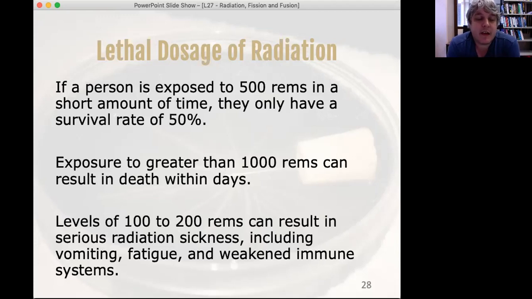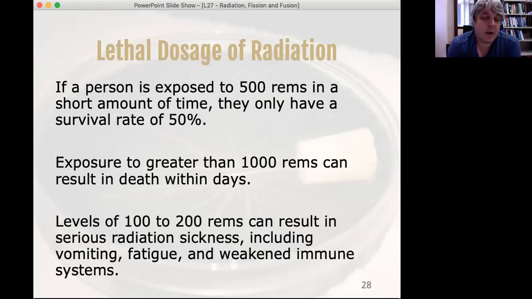If you get more than 1,000 REMs then you will be dead in a few days, right? That's just, it's going to happen. There's nothing we can do about it. Remember, this is radiation that is doing damage right throughout your entire body, right to the insides of all your internal organs. There's literally nothing we can do about it. If you are exposed to 1,000 rems, then you will be dead within days.